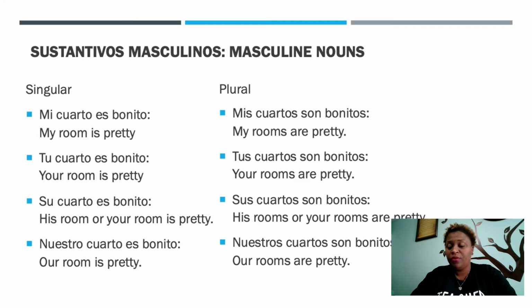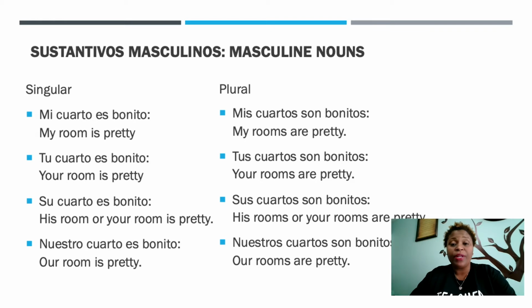Our room is pretty. Nuestro cuarto es bonito. Okay? Now for the plural form. My rooms are pretty. Mis cuartos son bonitos.